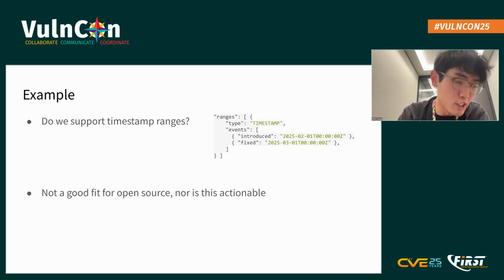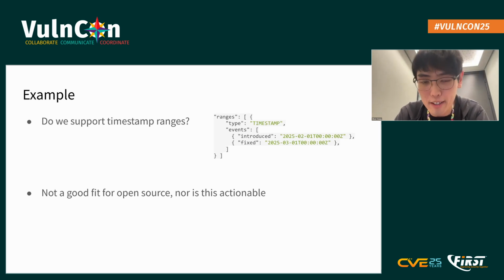However, we ended up deciding that this wasn't a good fit for open source, nor did it provide any actionable steps for a vulnerability scanner to make use of. So we rejected this change at the time. The main consideration here is that if a vulnerability scanner reported this result, it really wasn't clear to the user what they can do about it.